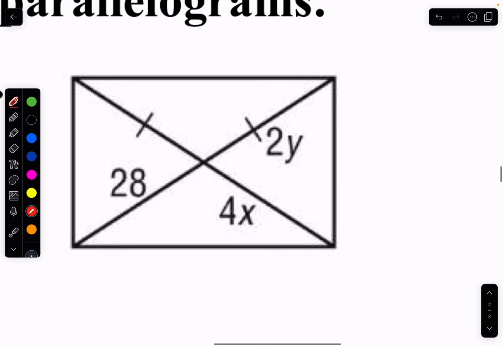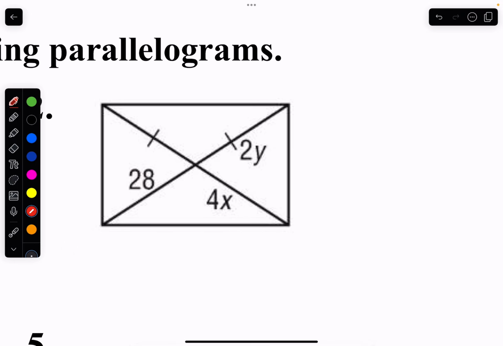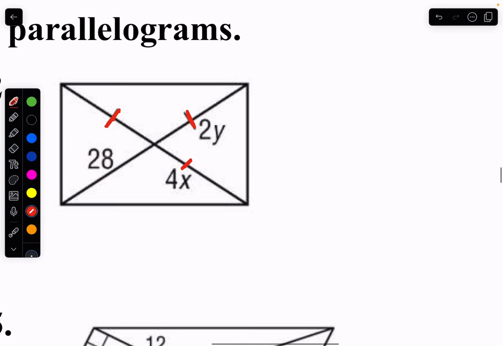Problem number 2. Well, again, I see immediately that this is congruent to that. But what else do I know? I know that if it's a parallelogram, this happens to be the midpoint of this other diagonal, which means that 4x is also equal to 28. So I'm done. That's all I needed to know.